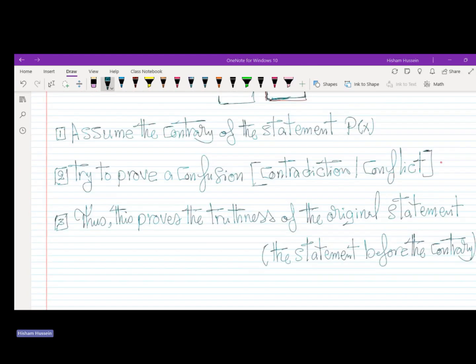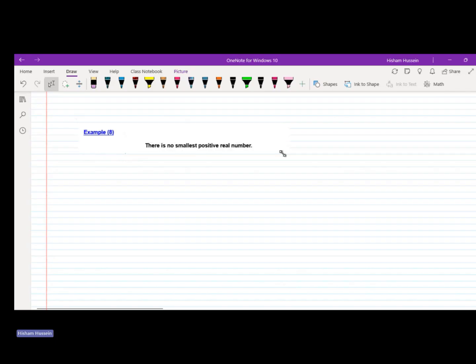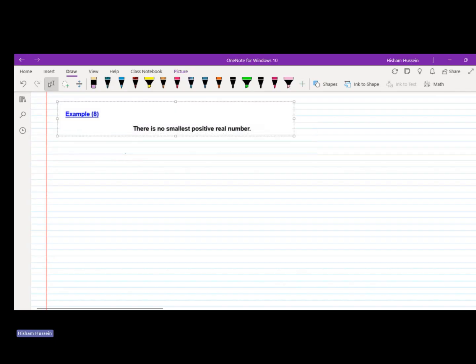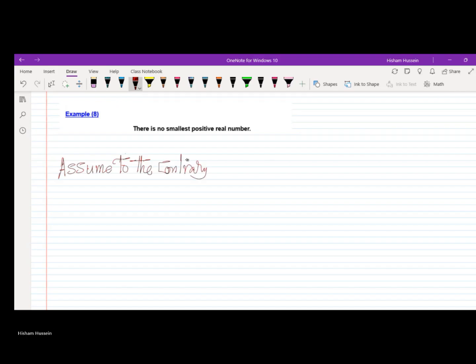Let's start with this example, example 8 in the lecture. There is no smallest positive real number. We need to prove this statement. So what to do? Assume to the contrary that there is a smallest positive real number. You have to write down these statements. You have to provide this in your answer.